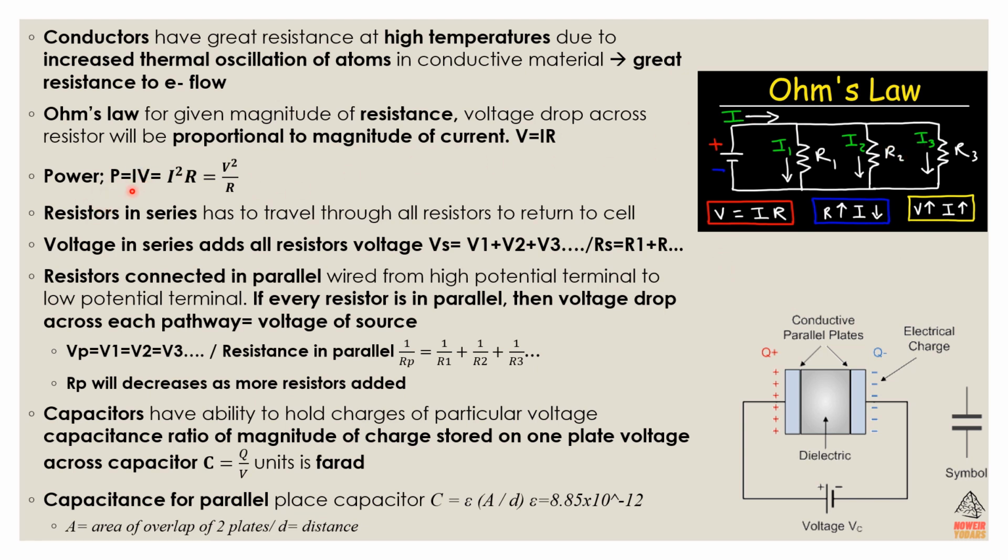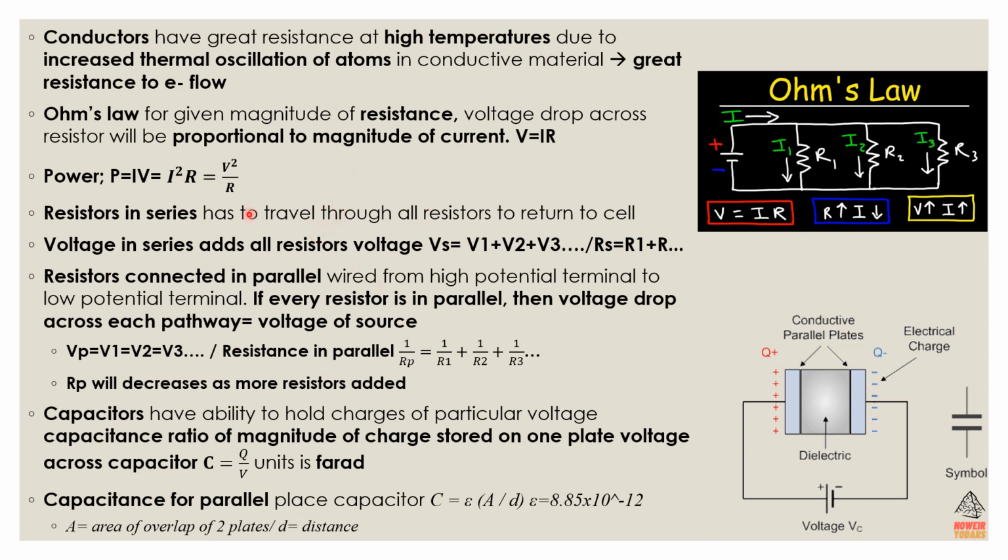Next we have power. Power is equal to current times voltage, or current to the power of 2 times resistance, or voltage to the power of 2 divided by resistance. Resistors in series have to travel through all resistors before returning to the cell.